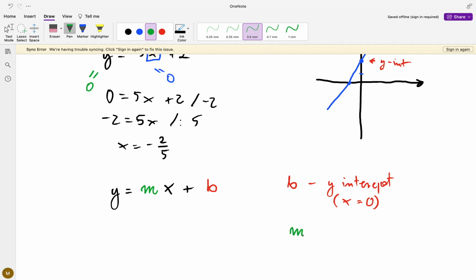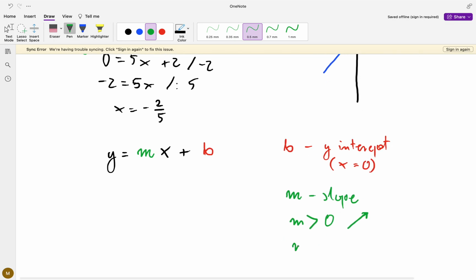Now you might be asking yourself, what is m? M is the slope. And slope determines whether your line is increasing or decreasing. So positive slope, when m is greater than 0, that means your line is going to go up. When m is less than 0, so it's a negative number, then your line is decreasing.